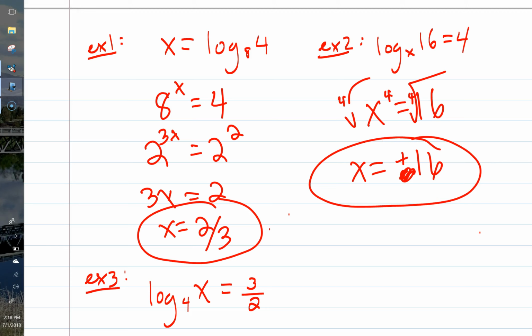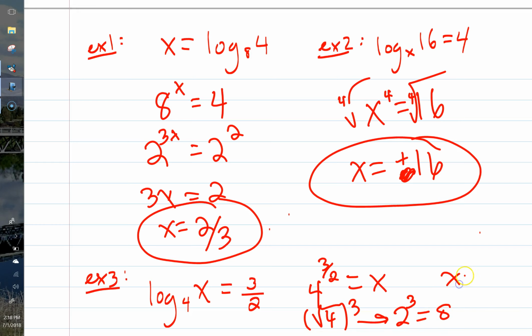And last, 4 to what power equals x? I think we could simplify that. That is the same thing as 2 is the root. So how about the second root of 4 to the third? The square root of 4 is 2 to the third. So that x equals 8.